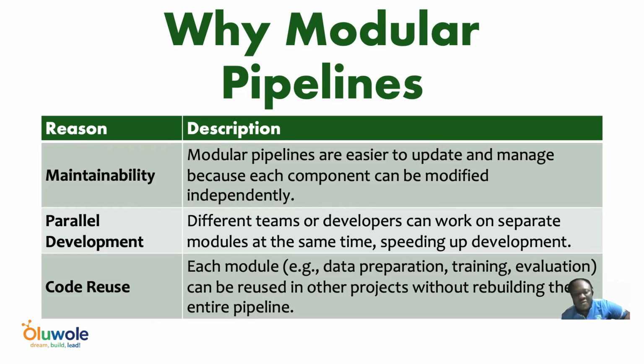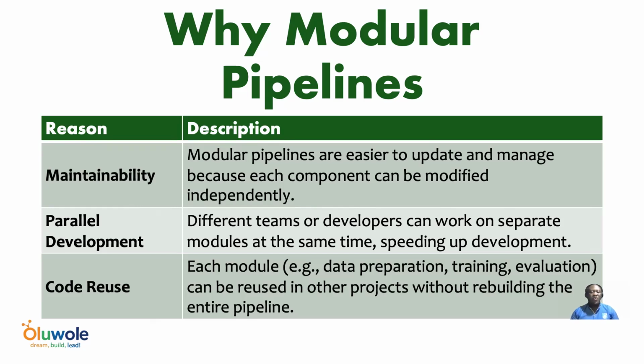Then you have parallel development. Different teams or developers can work at the same time. We don't have to wait and say, have you not done your work? I'm waiting for Mr. Shegun, he has not finished the data processing part, that's why I've not changed. All of us are working at the same speed, all working together. There's a different team handling that. So that's one good thing about a modular pipeline.